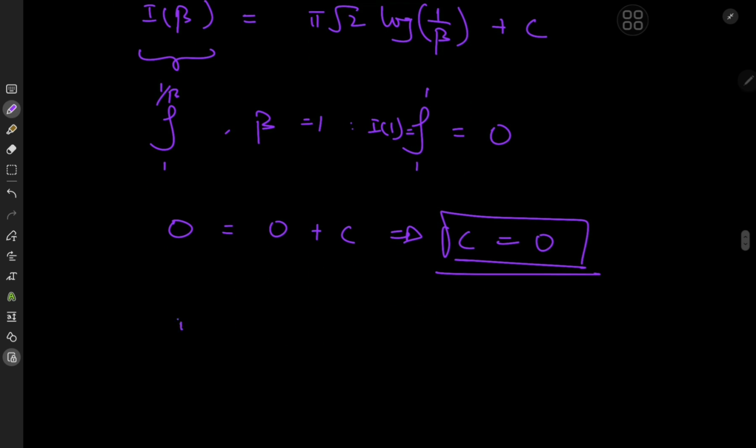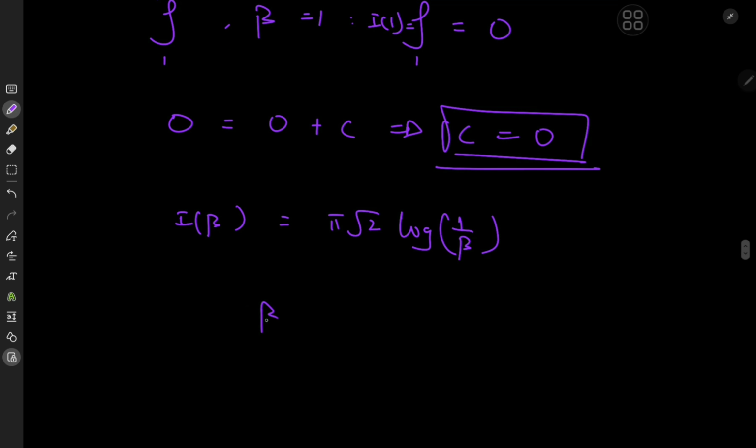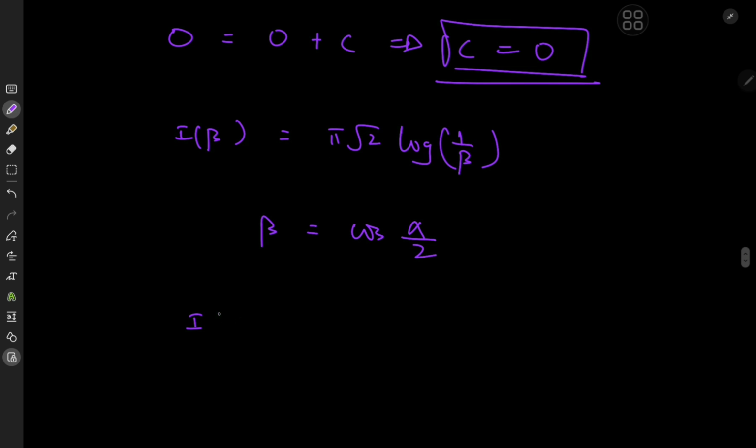And this means that we have I of beta equal to pi times root 2 times the logarithm of 1 by beta. Now, recall that the integral function was defined in terms of an alpha parameter, and beta is in fact the cosine of alpha by 2, so 1 by beta would be the secant. So we have I of alpha sorting out to pi times root 2 times the logarithm of the secant of alpha by 2, which is a pretty cool result indeed.